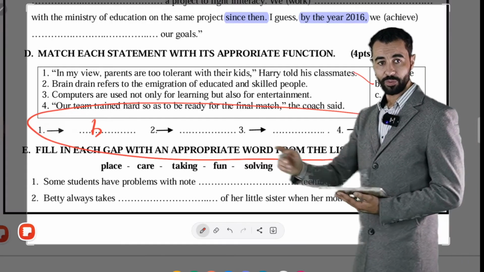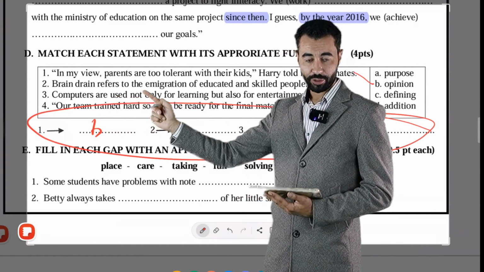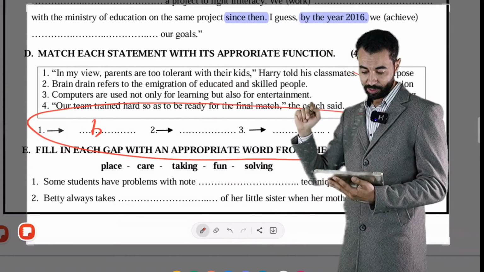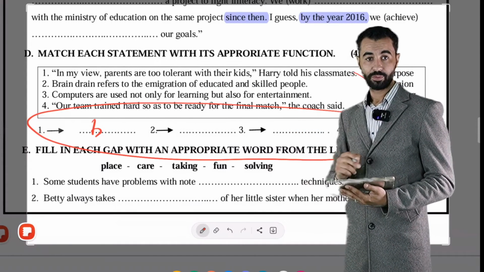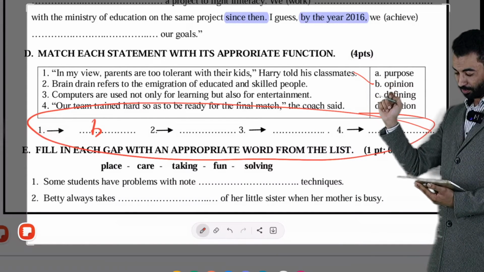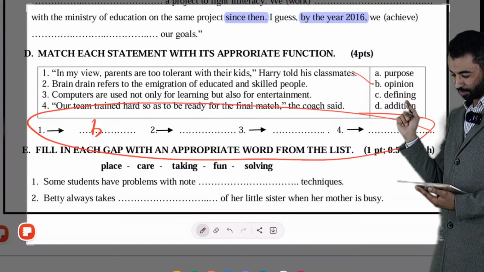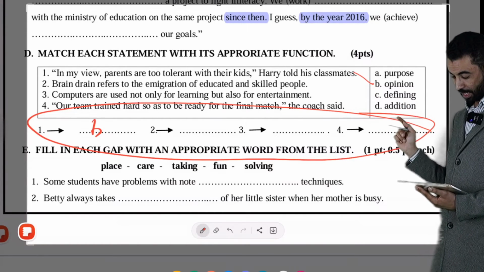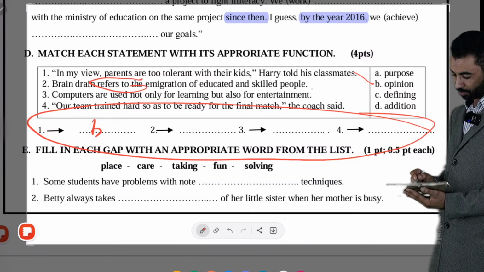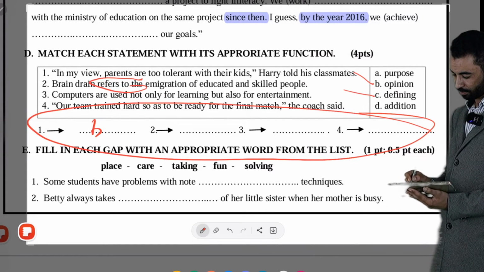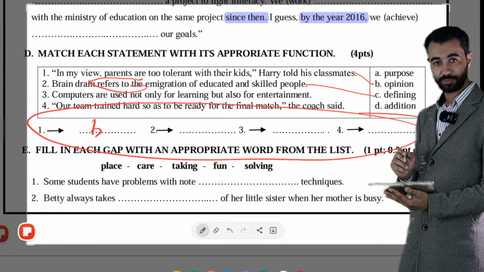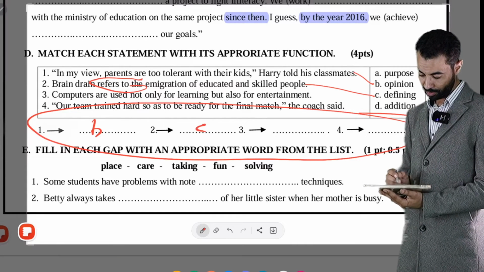You're right. So brain drain refers to the emigration of educated and skilled people. So what are the options we have again? We have purpose, we have opinion, we have already used that. We have defining and addition. Because we have refers to, it goes without saying, that's defining. You provide a definition of a word. All right? So number two goes with C.